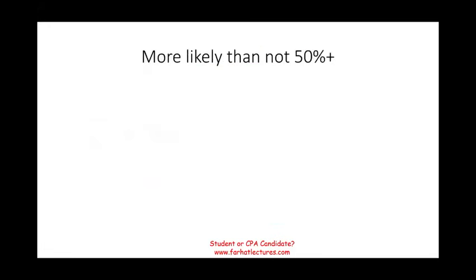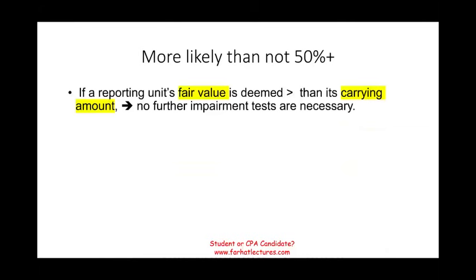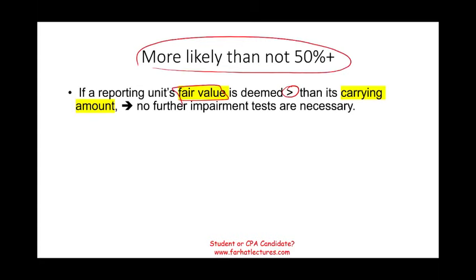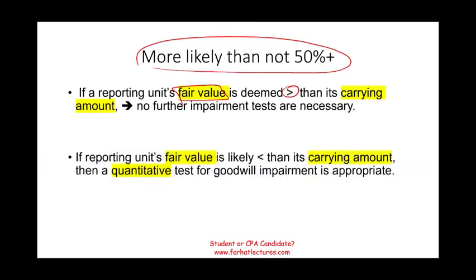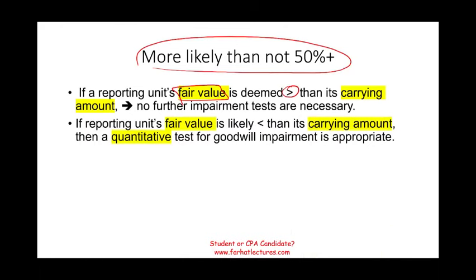Now, this event has to be more likely than not. How do you define more likely than not? It's 50% plus. So if the reporting unit's fair value is deemed to be greater than the carrying amount, if there's more than a 50% chance that the fair value is greater, then you don't do anything. You just say, okay, no further impairment tests are necessary. But if we compare fair value versus book value, and we think there's a 50% plus chance the fair value is less than the book value, then we have to do further testing.